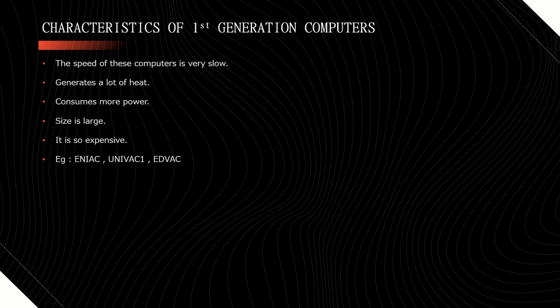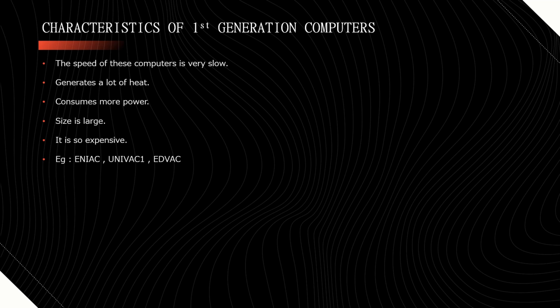The overall speed of this first generation computer is very slow, but for the mathematical calculations it is done at high speed. That means they could do 500 additions or 350 multiplications in 1 second. Already we have discussed that this computer contains vacuum tubes. These vacuum tubes generate a lot of heat.